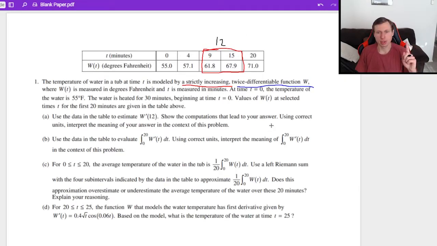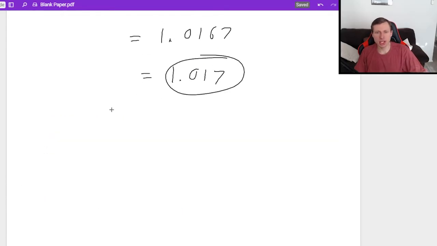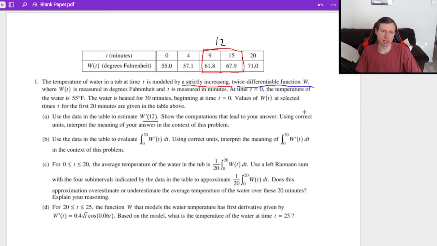Oh, no, it's not. Using correct units, interpret the meaning of your answer in the context of this problem. What do we think about that? Well, I would say that the answer to this question was, like we said, the rate of change. And the rate of change of what? The temperature of water in the tub. And at what time? 12, is it minutes? Yeah, 12 minutes. So the interpretation, and I guess if they want units, I would say degrees Fahrenheit per minute, because this is measured in degrees Fahrenheit for the temperature, and this is per minute.